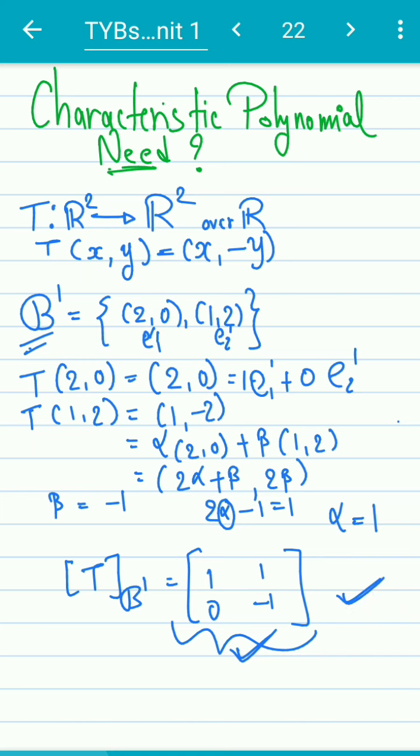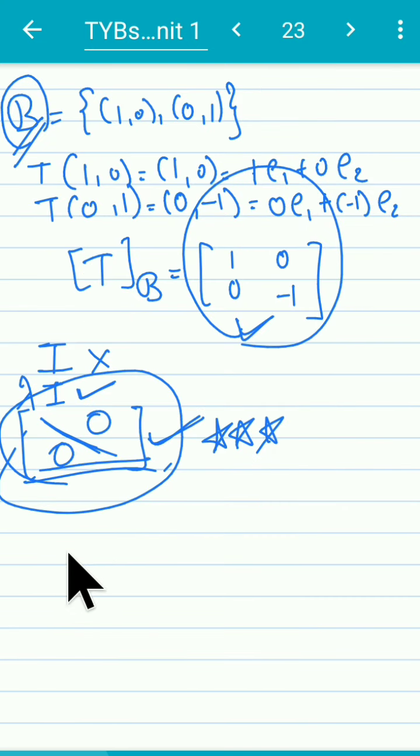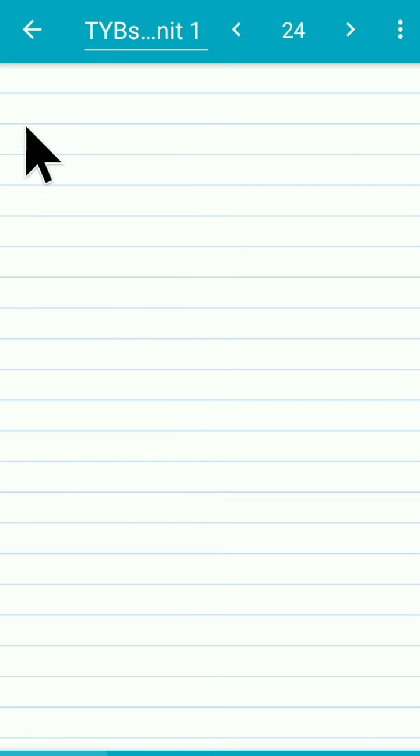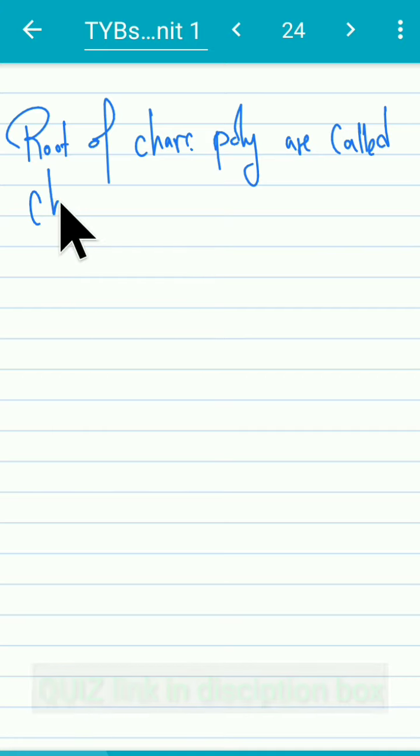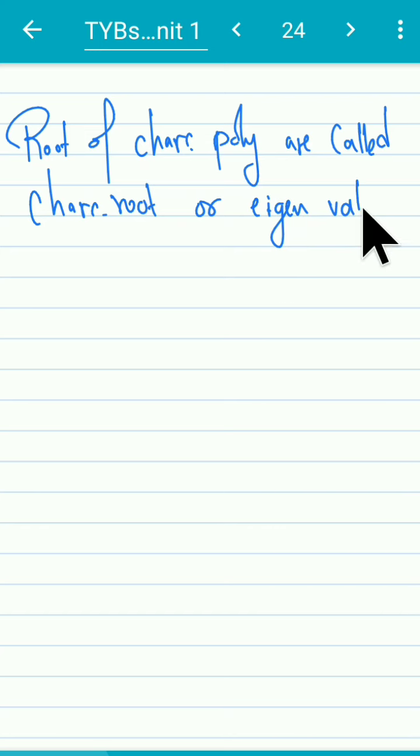The answer to such questions is obtained by solving the characteristic polynomial. The roots of the characteristic polynomial are called characteristic roots or the eigenvalues. I'll just write on the next page. Okay, so this is important. Roots of the characteristic polynomial are called characteristic roots, or we call them eigenvalues of that corresponding matrix.